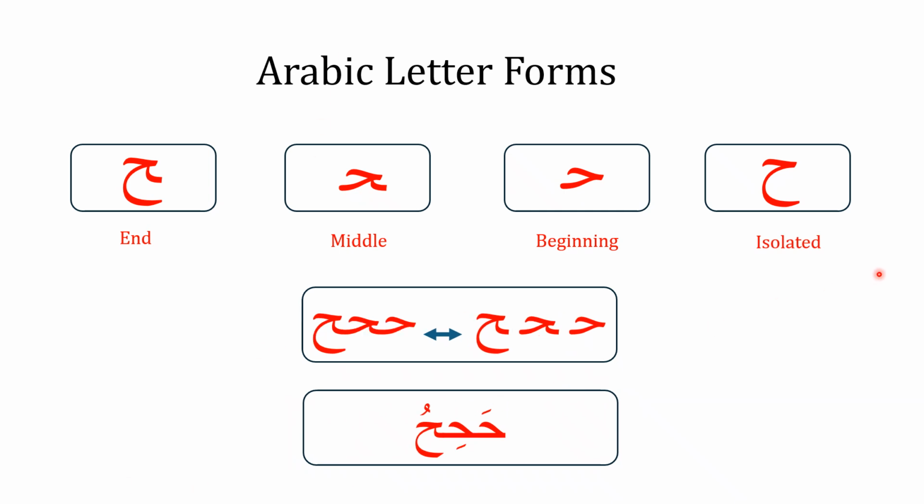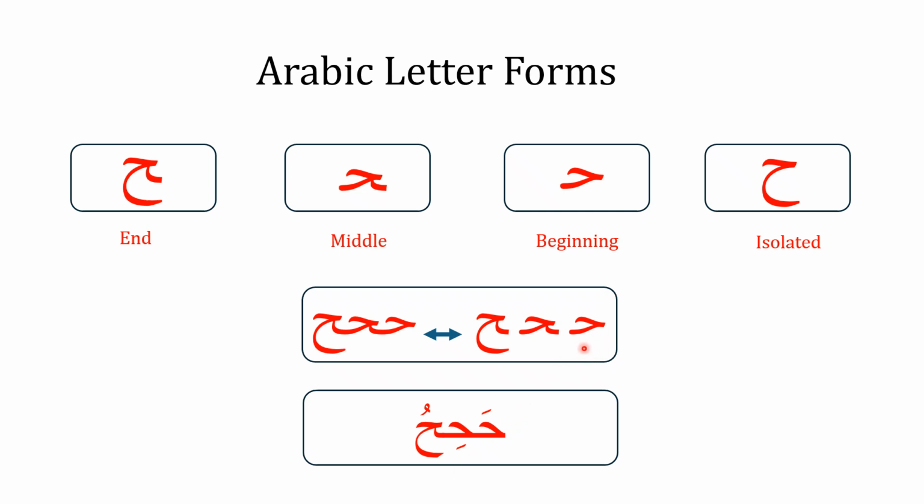The next letter is ha. So here, isolated, beginning, middle, end. As you can see, this is the same shape as Jeem. So the three letters that we're learning today all have the same shape. However, Jeem had a dot in the middle over here, and ha has no dot. And then we'll learn the next one. So here is ha.